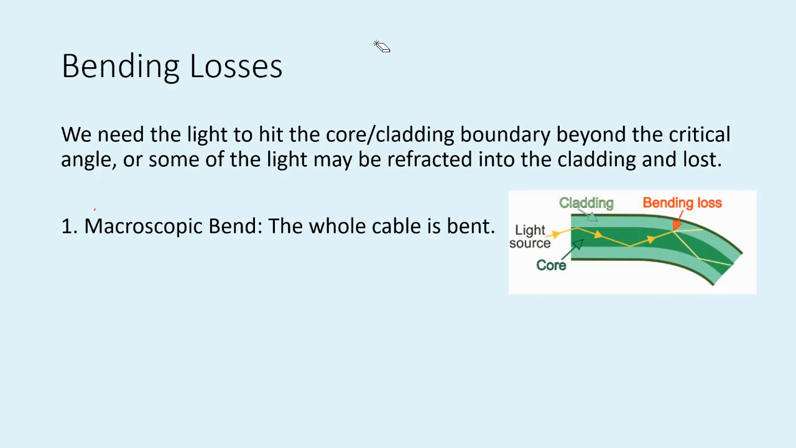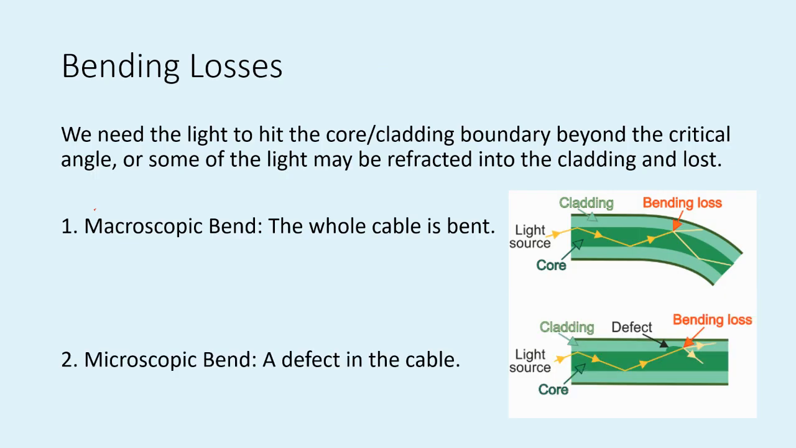So that's macroscopic bending, where the whole cable is bent. We can also get what's called a microscopic bend, and that's usually due to a small defect in the glass, and that gets this refraction loss. So that bit there is getting refracted, and we're not getting total internal reflection, which is what we want. So, macroscopic is too tight a bend of the whole thing; microscopic is a tiny bend at that point.